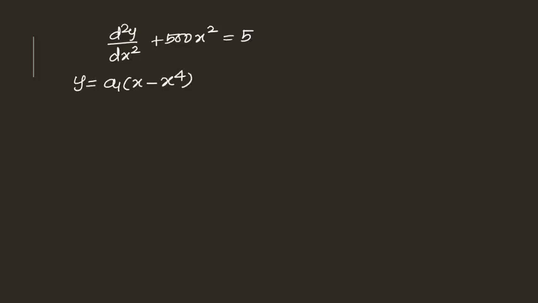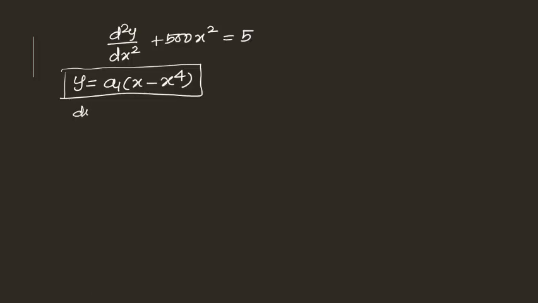To solve the problem using Galerkin's weighted residual approach, we have to frame the residual function. The given differential equation is d square y by dx square plus 500x square is equal to 5. We have a valid trial function in the problem, that is y is equal to a1 into x minus x power 4. To compare these two equations, we have to raise this trial function to order 2. So for that we have to differentiate this trial function once with respect to x.